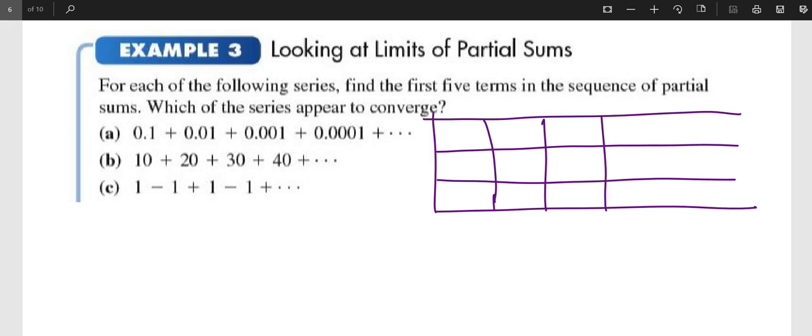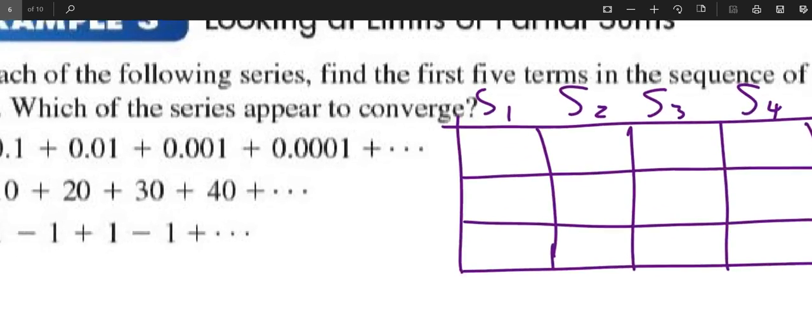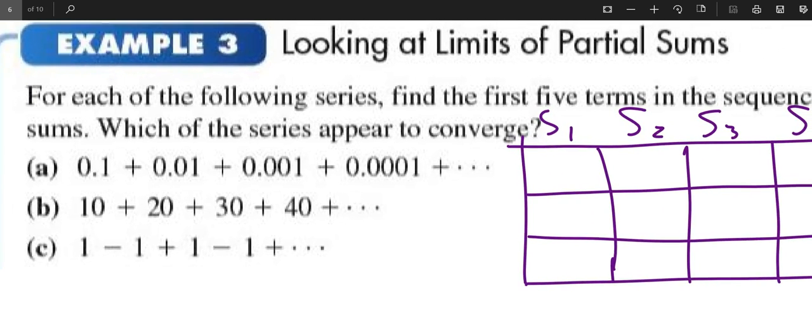This may not be enough space. So S1, S2, S3, S4, and S5. The first partial sums, those are the easy ones, right? Because it only has one term in it. But the second partial sum contains two terms. Well, that would be 0.11. And the second would be 30. And the third would be 0.